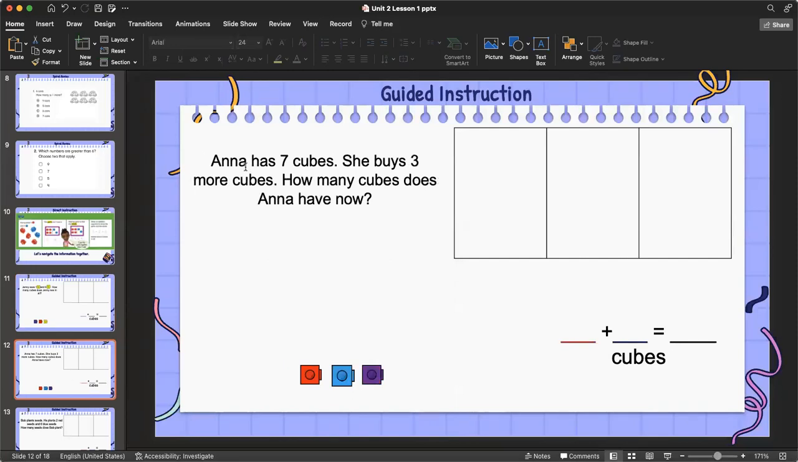Next question. Anna has 7 cubes. She buys 3 more cubes. How many cubes does Anna have now? Again, you're going to go in and put the information into the numbers equation. You can draw it out in the boxes.